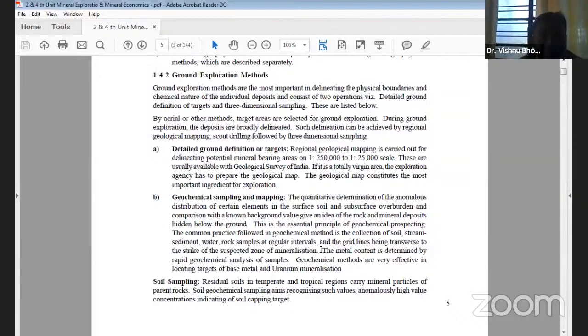The first one is the detailed ground definition of targets. It is related to regional geological mapping, and it is carried out for delineating the potential mineral bearing areas. The scales are 1:50,000 and 1:25,000, which are usually available with the Geological Survey of India. If it is a totally virgin area, the exploration agency has to prepare the geological map. The geological map is the most important ingredient for exploration.